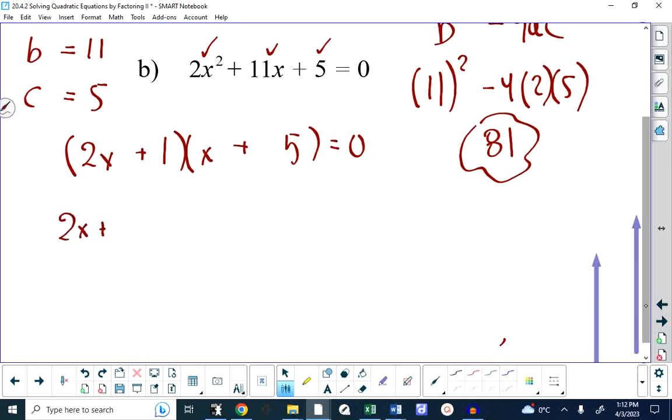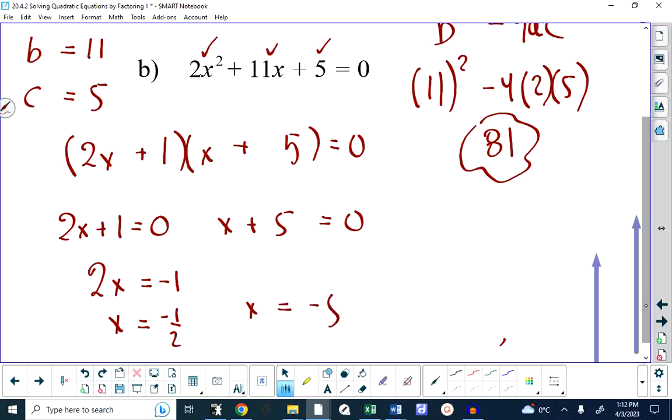2x plus 1 equals 0. X plus 5 equals 0. Subtract 1 from both sides, and then divide both sides by 2 here. And then here, just subtract 5 from both sides. There are our two solutions. Capiche? Is that okay? Okay.